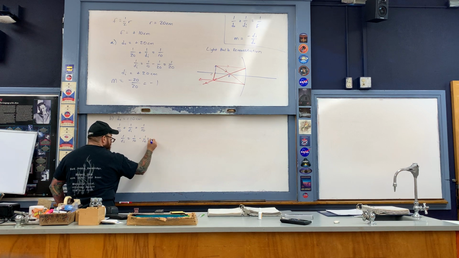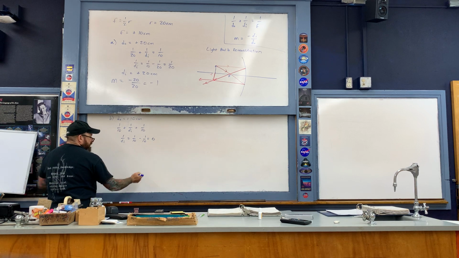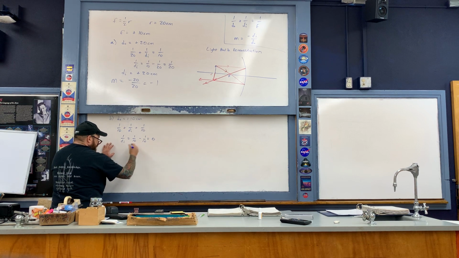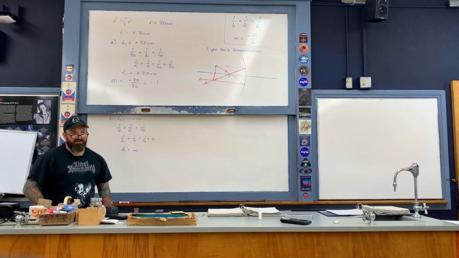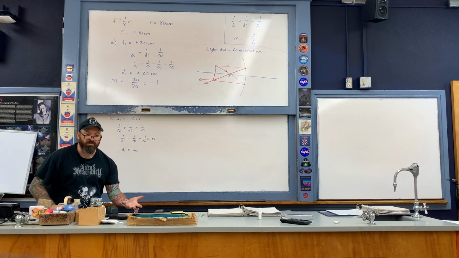I end up with 0. So then therefore, if you take the reciprocal to find the image distance, you end up with the image distance being undefined. It's infinity. This means that there is no image.